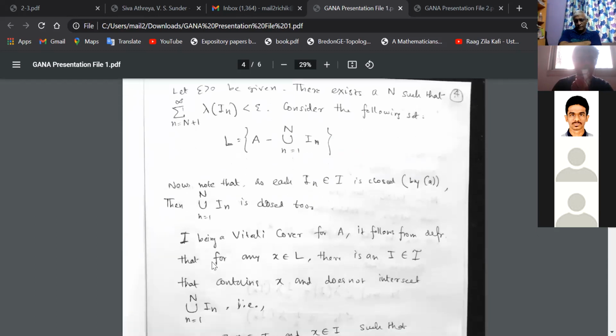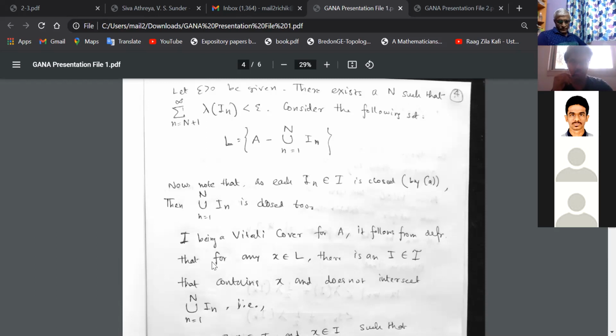So moving on. Now let a given epsilon be greater than 0. So there exists a capital N such that the summation from n equals N plus 1 to infinity of lambda of In is less than epsilon. Now let us consider the following set: capital L equals A minus the union of In for n equals 1 to N. Note that as each of the small In's belonging to script I is closed, by our first assumption in the very first line of the proof, their finite union will also be closed. So now observe that script I is a Vitali cover for A.